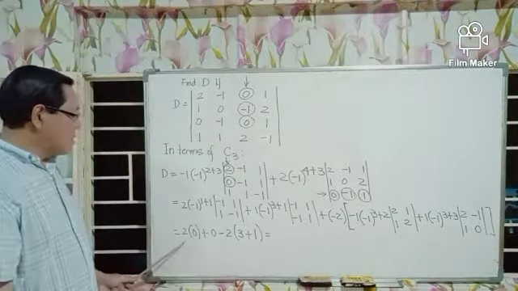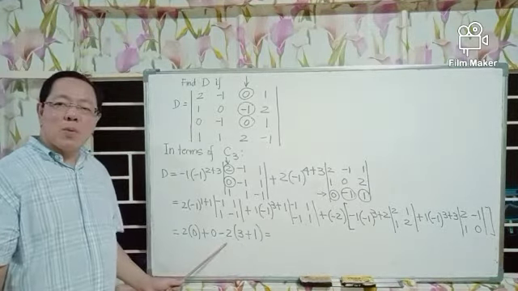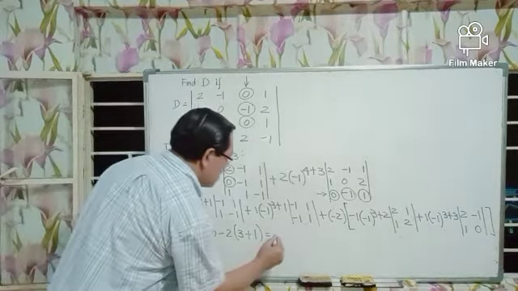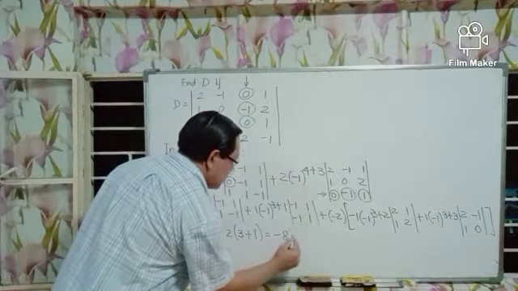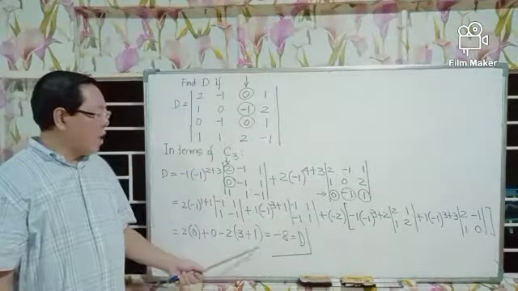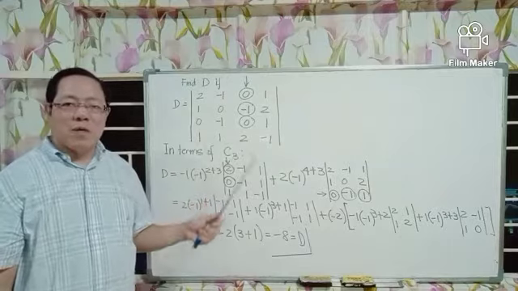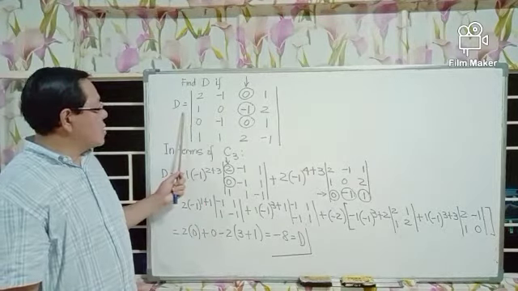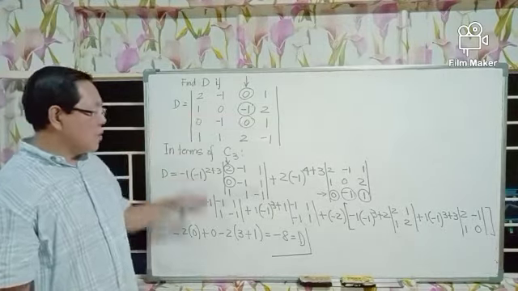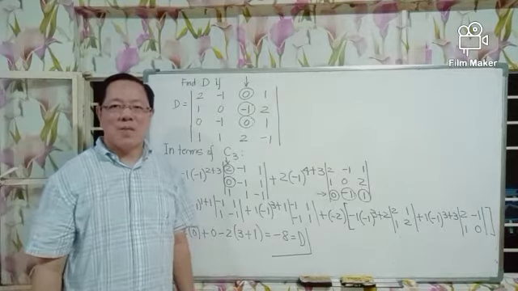We simplify 0 plus 0. 3 plus 1 is 4, multiplied by negative 2 is minus 8. Plus 0 plus 0 is minus 8. And this is the value of determinant D, a determinant of order 4. If you evaluate this determinant of order 4 in terms of the entries of the third row, we should get the same answer, minus 8. And we will try that out now.